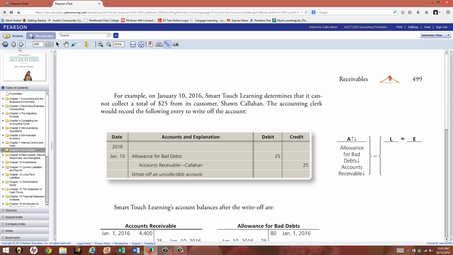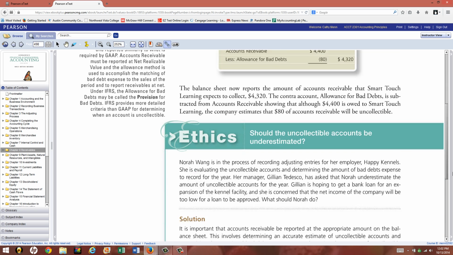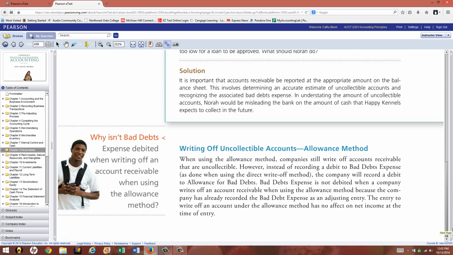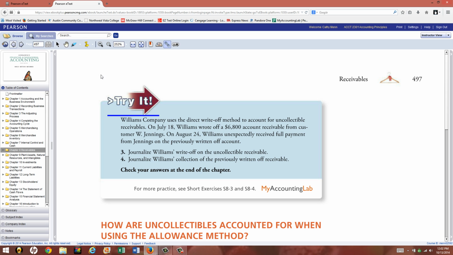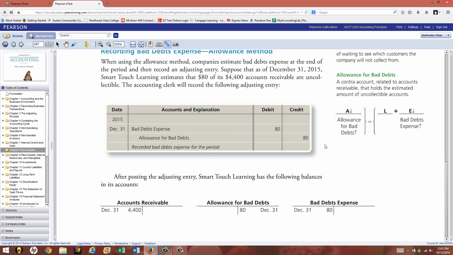I'm going to go back to the previous page because I realize I did not emphasize enough how this works. It's on page 497. Let me go back to page 497. The allowance for bad debt is a contra account to accounts receivable.